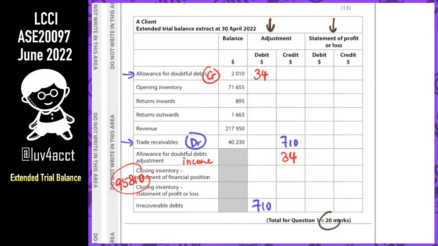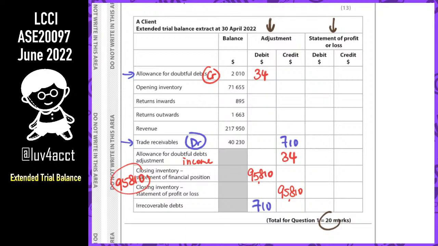Closing inventory, statement of financial position. In the statement of financial position, it is an asset, so it is in the debit side, 95810. And in the credit side you will put it in the closing inventory for the statement of profit and loss. Why is it in the credit side, closing inventory? Is it an income? No, but it is an item to reduce the cost of sales, which itself is an expense. So negative, negative, we have positive. So it is on the income side. So we finish everything for the adjustment.